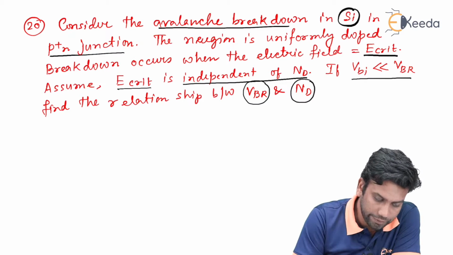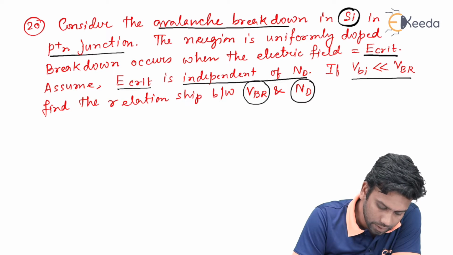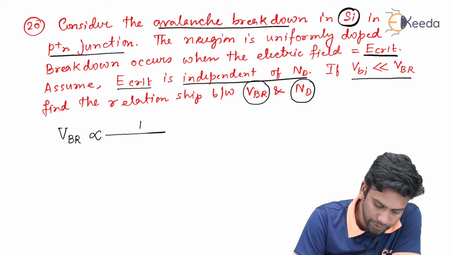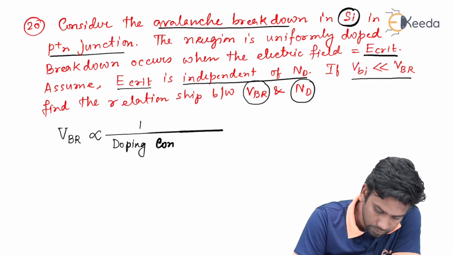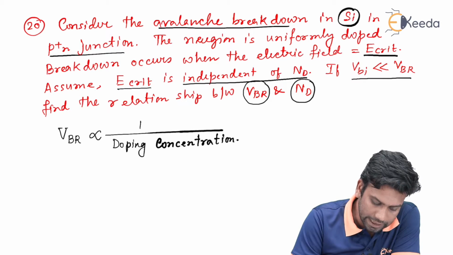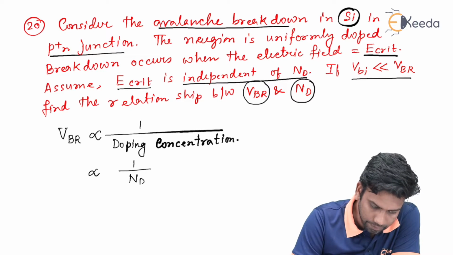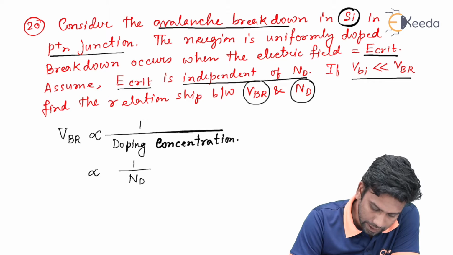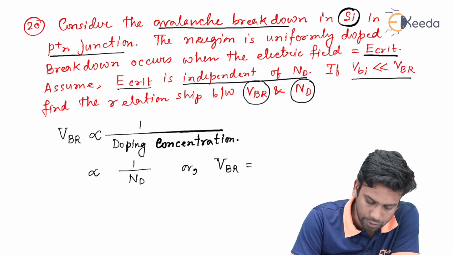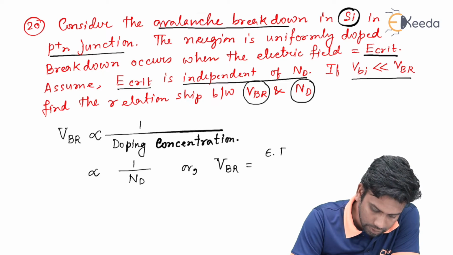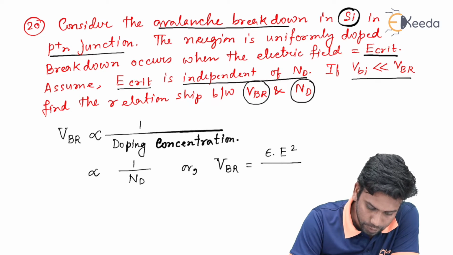So, as we know, for any PN junction the breakdown voltage VBR is proportional to 1 by the doping concentration, and we can say here that it will be proportional to 1 by ND, or we can say that the breakdown voltage VBR will be equal to epsilon E square divided by 2Q into ND.